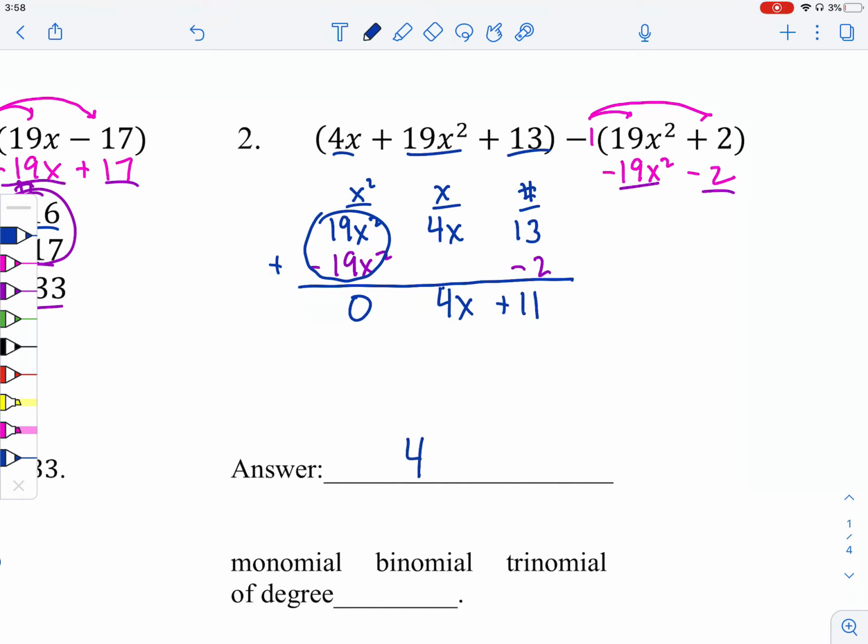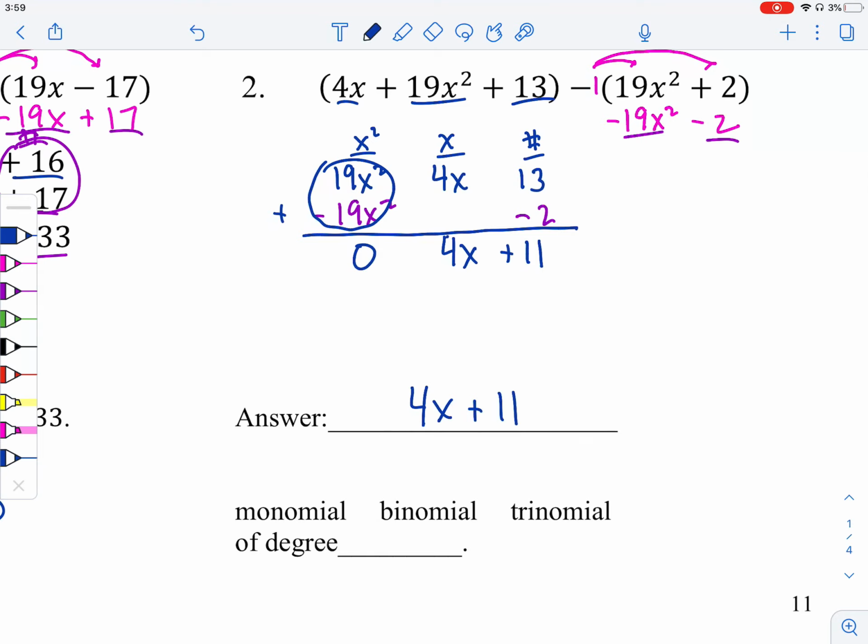4x plus 11. And you see, is it monomial, binomial, trinomial? You look at it, it has 1, 2 terms. So if it has 2 terms, binomial. Where 1 term is monomial, 2 terms, binomial, 3 terms, trinomial. So it's a binomial.